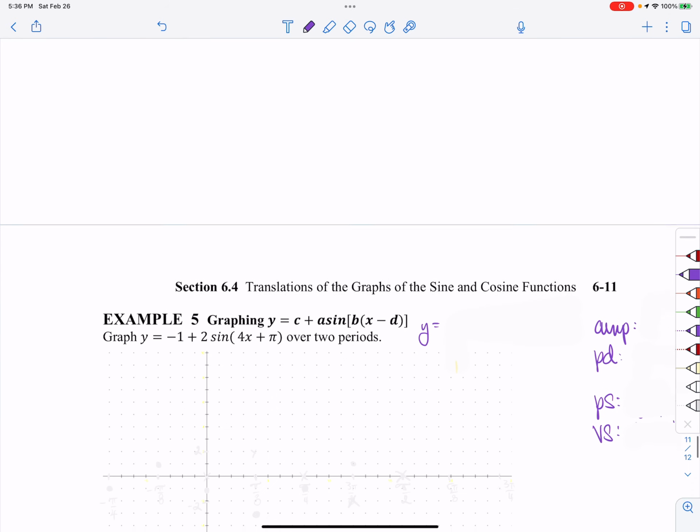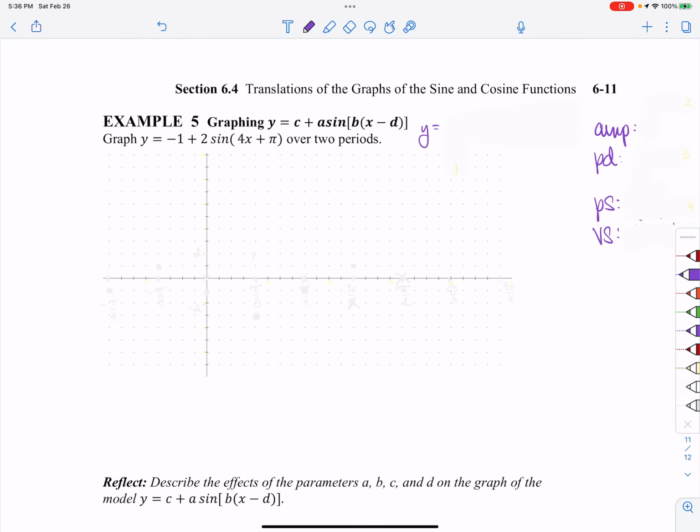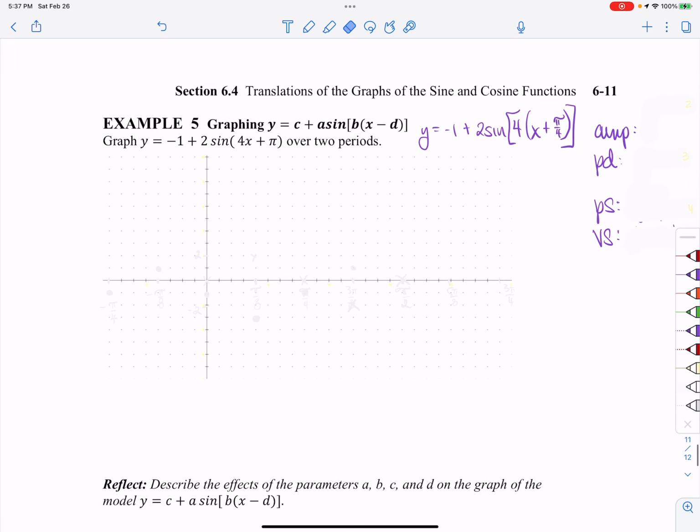All right, one more example. This is example number 5. Once again, notice that this is not written in the correct way. We need to factor out the 4 so that it matches our standard equation. So when we factor out that 4, we're going to be left with a quantity of x plus pi over 4. All right, so my amplitude then is going to be 2.